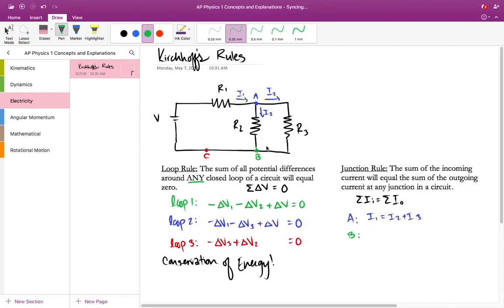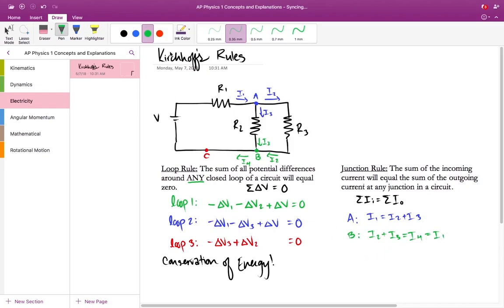Now let's do junction B. Junction B says we have some incoming current, I3. We have some incoming current, I2. We have some outgoing current. We'll call it I4, but we'll learn something about it in a second. We see that the incoming currents, I2 and I3, have to equal the outgoing current, which in this case is just I4. And what do we see? We see that I1 and I4 are the same thing.